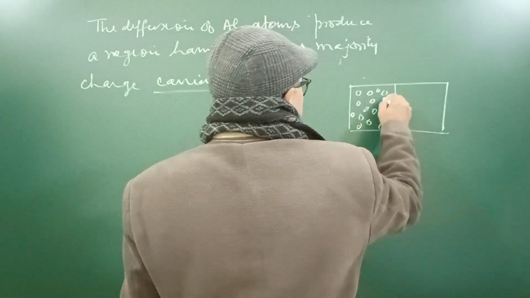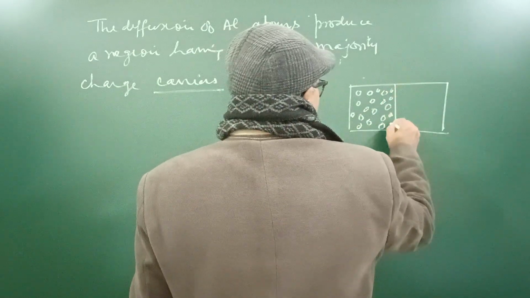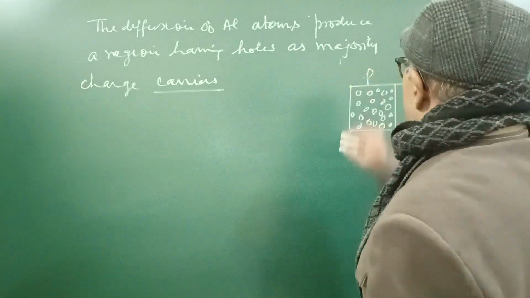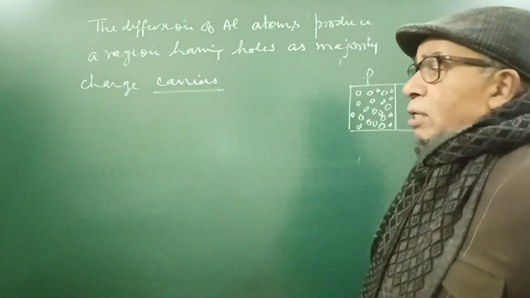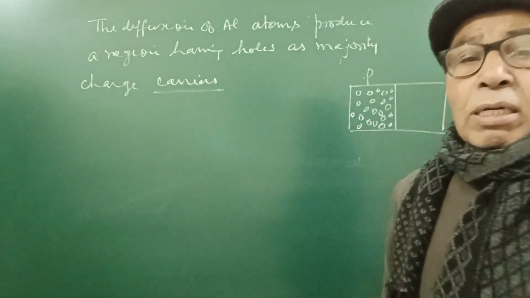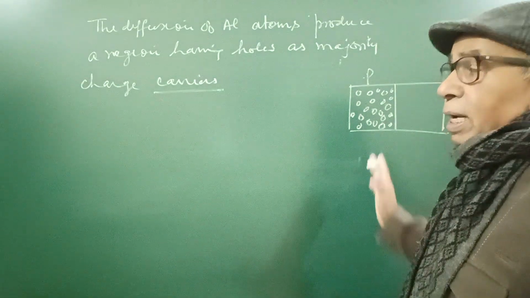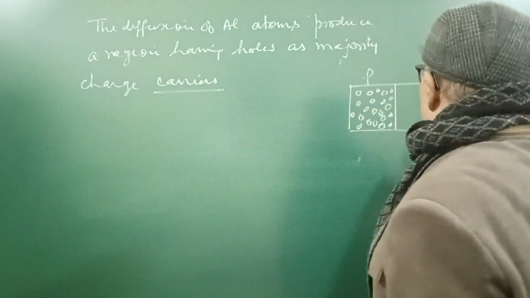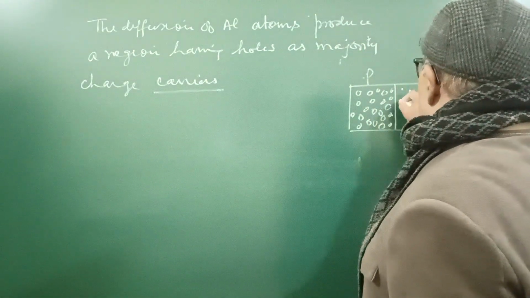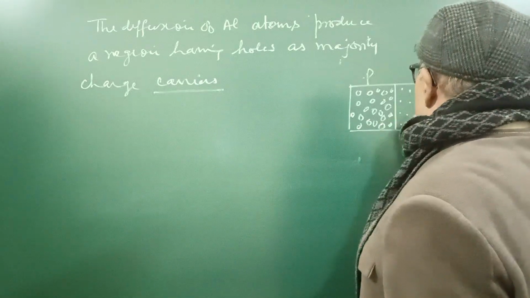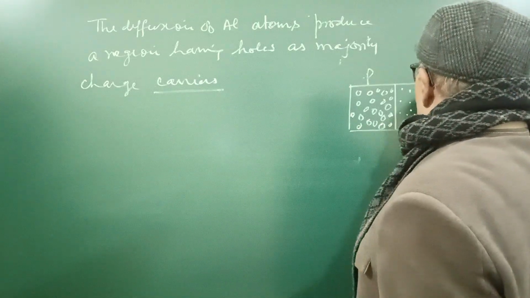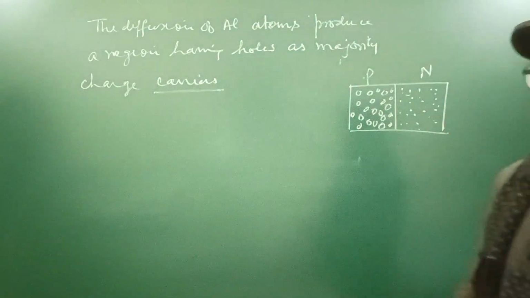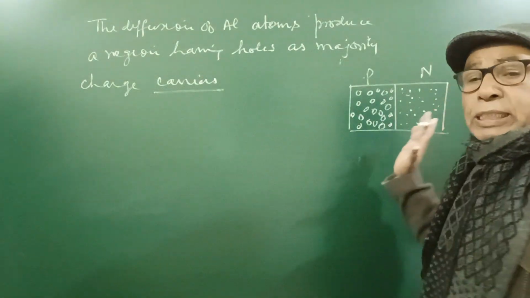Electrons are also there, but they are now minority in my P region, because a hole acts as a positive charge carrier. So we have developed a P-type semiconductor in a wafer, and electrons are the majority charge carriers here. Here are electrons, so this will become N-type semiconductor. So these two regions are created.